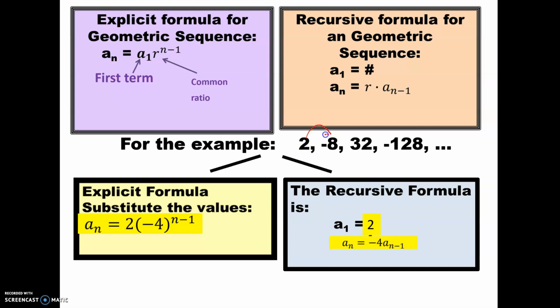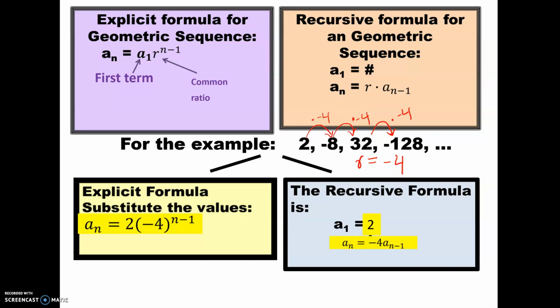So then you ask yourself, am I multiplying by the same number to get each term? Well, to go from 2 to negative 8, I'm multiplying by negative 4. To go from negative 8 to 32, I'm multiplying by negative 4. To go from 32 to negative 128, I'm multiplying by negative 4. So yes, this is what's called a geometric sequence. Okay, so R, our common ratio, is whatever we're multiplying each term by, which is negative 4.